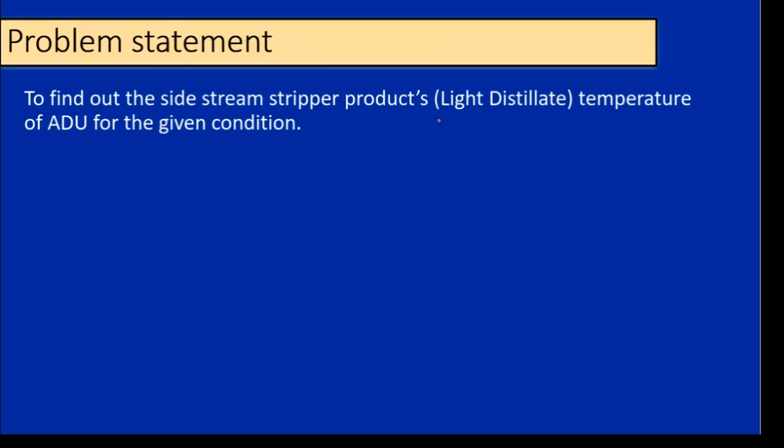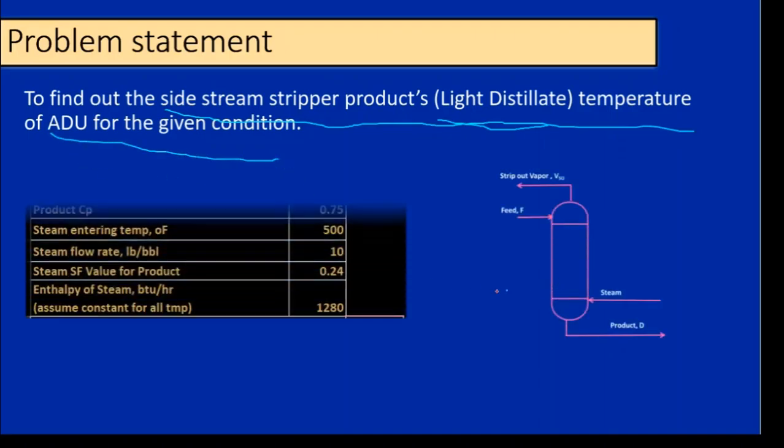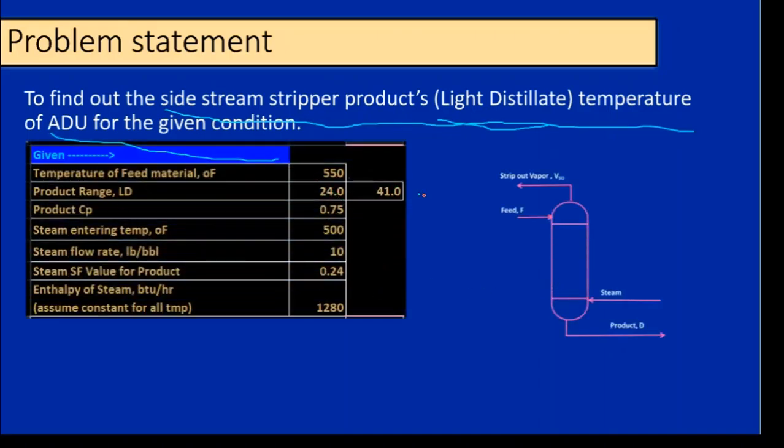Now come to the problem statement. We are going to discuss the calculation of light distillate temperatures, because there are many side strippers, but in our case we are going to discuss the light distillate stripper. These are the given conditions. What are the given conditions? The feed temperature is given.